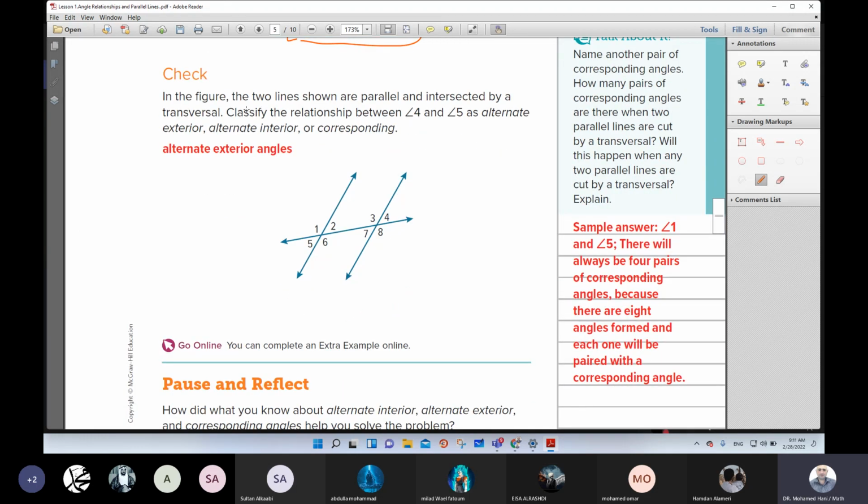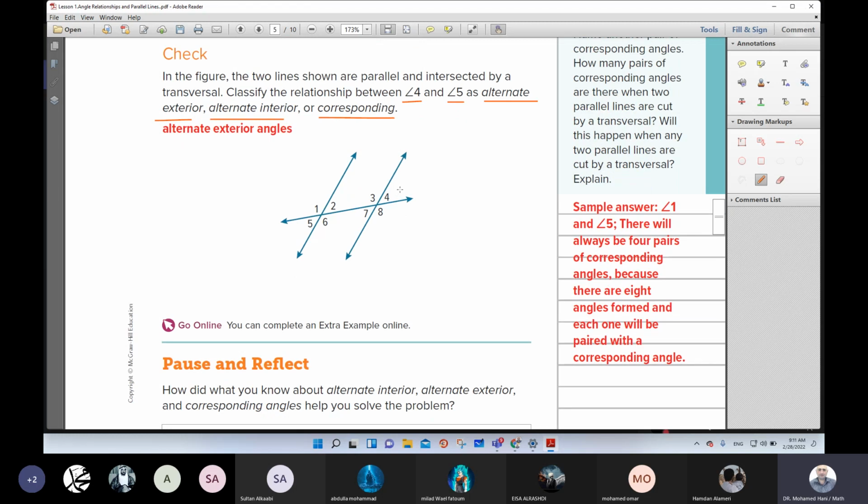In the figure, the two lines shown are parallel and intersected by a transversal. Specify the relationship between angle 4 and angle 5 as alternate exterior, alternate interior, or corresponding. So angle 4 and angle 5. What is the name of the two angles here? As you see, they will be alternate exterior angles.